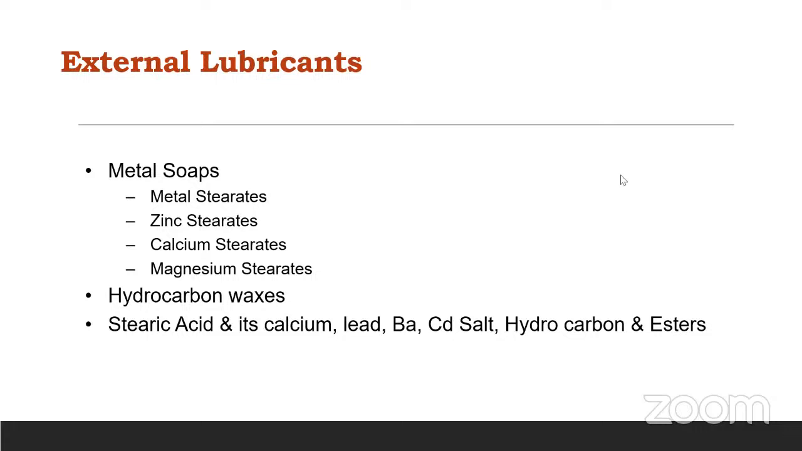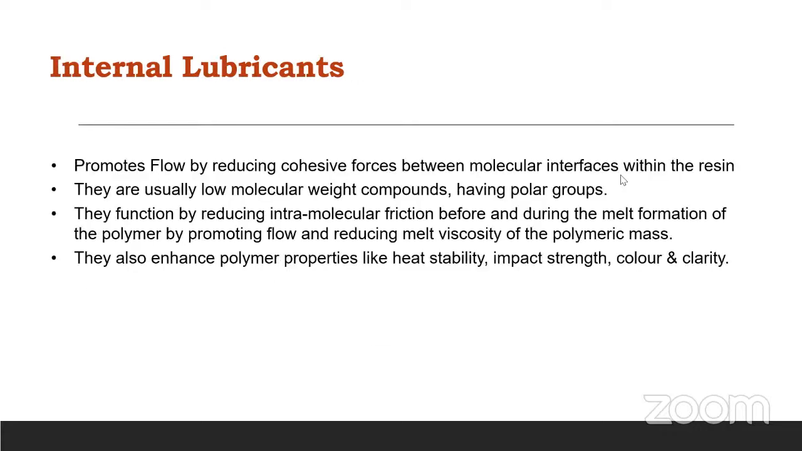Some external lubricant examples are metal soaps, some hydrocarbon waxes, stearic acids, and calcium stearates. Then internal lubricants. Internal lubricants promote the flow by reducing cohesive forces between the molecular interfaces within the resin.